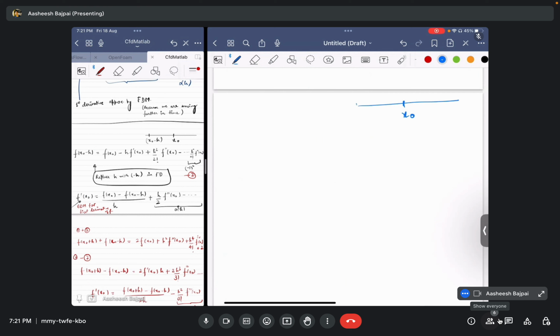x naught. This is x naught minus h, as I already explained. We are going for the backward difference method. So f(x naught minus h) is equal to f(x naught) minus h f'(x naught). Similarly, suppose my function is going in a downward direction, so f(x minus h) equals f(x) minus h f'(x naught) plus h square by 2 factorial f''(x naught) minus up to the power of n factorial f^n(x naught).